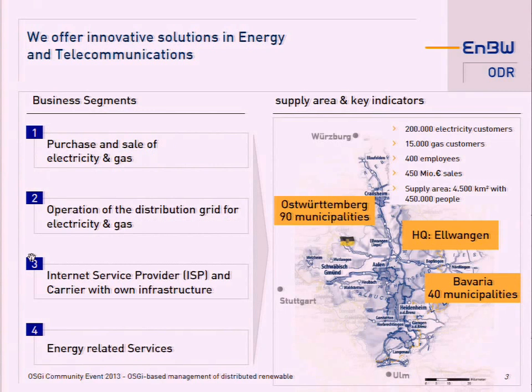So here we go. EnBW ODR is a regional utility. We maintain a power grid that is 4,500 square kilometers wide. We have 200,000 customers in electricity and 15,000 customers in gas. We also offer telecommunication services. Our business segments are purchase and sale of gas and electricity.